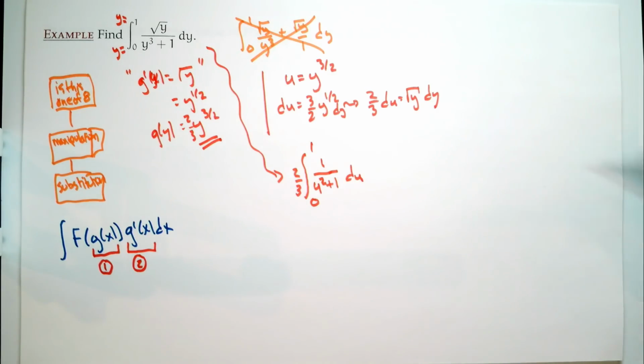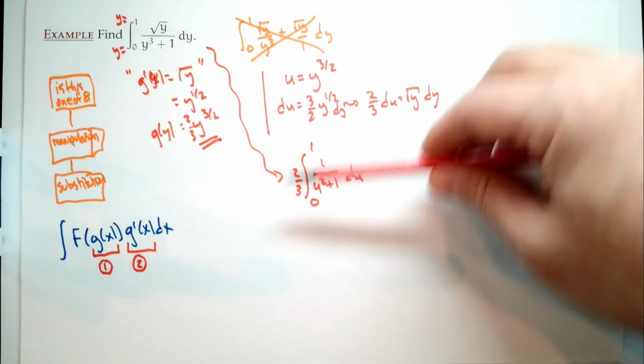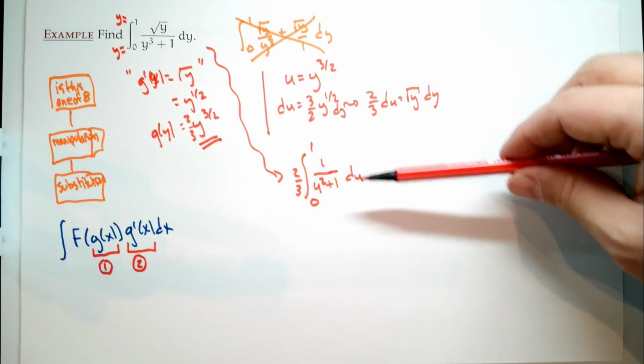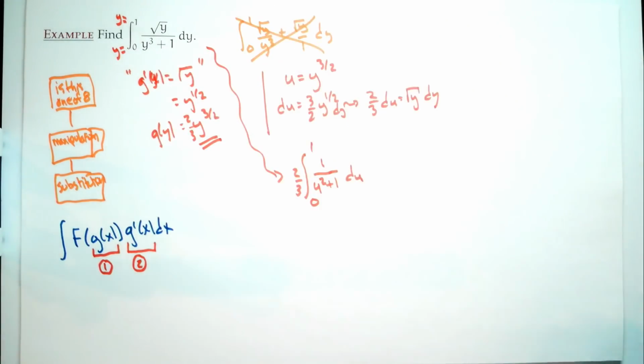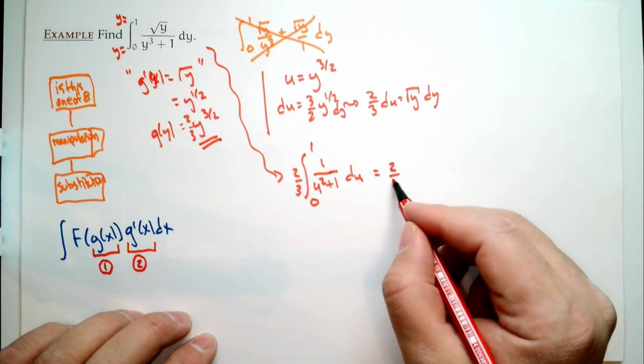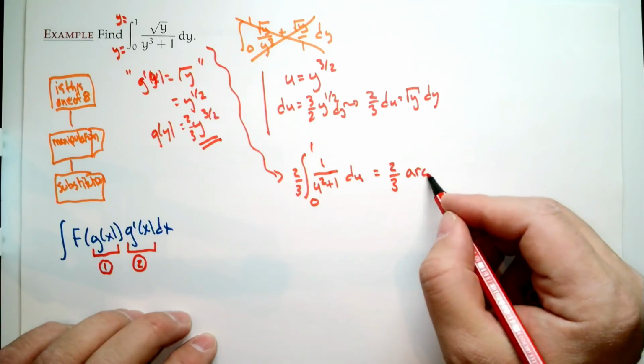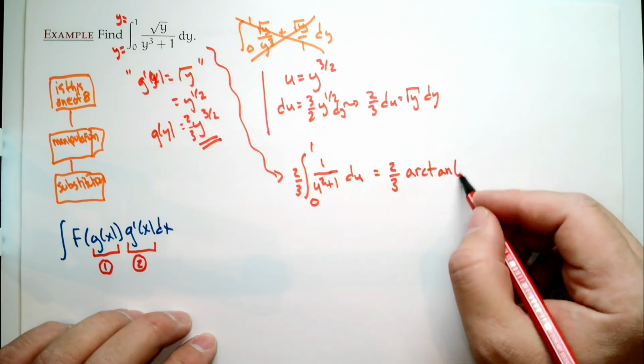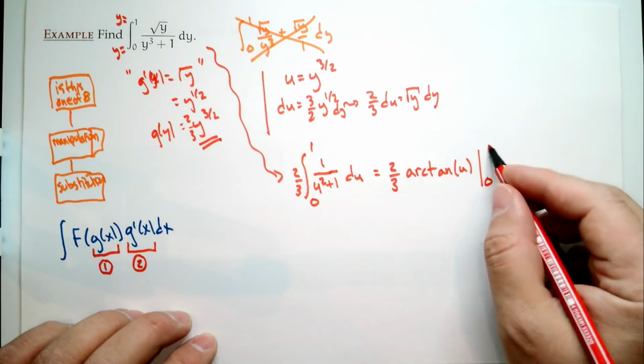In other words, I now say, let's think about this integral problem starting from here. So I go back and say, okay, is this one of the 8? Well, yes. This is one of our 8 integrals that we should know. The integral of 1 over u squared plus 1 is arctangent. So 2/3 arctangent of u, evaluate from 0 to 1.